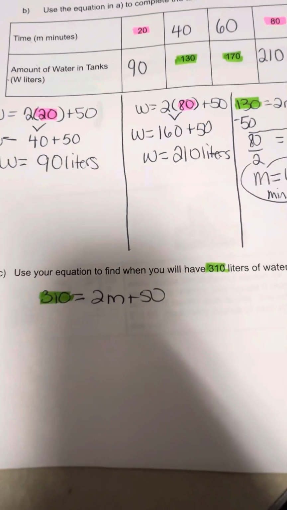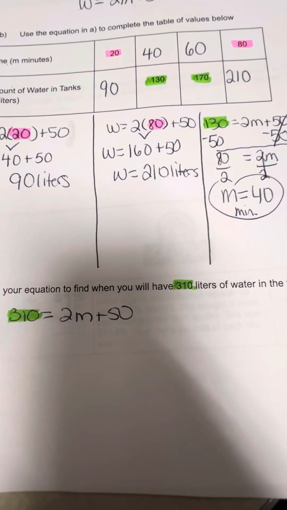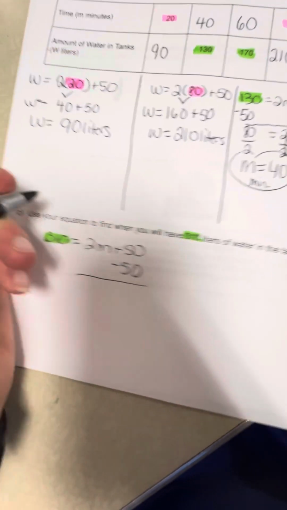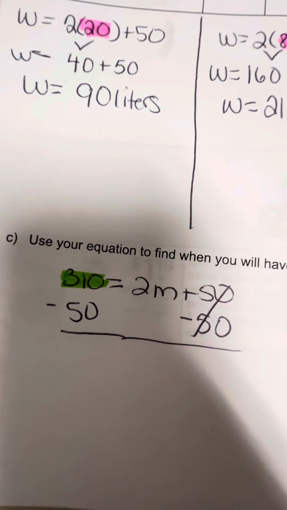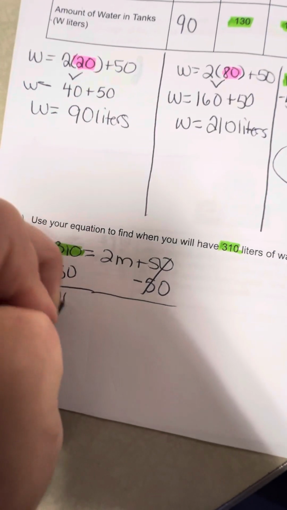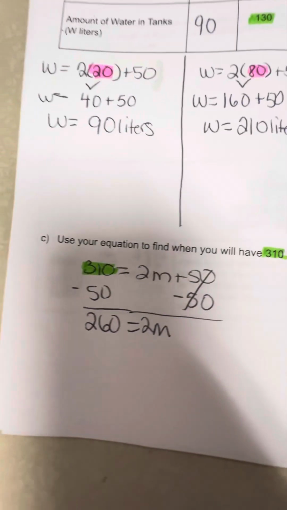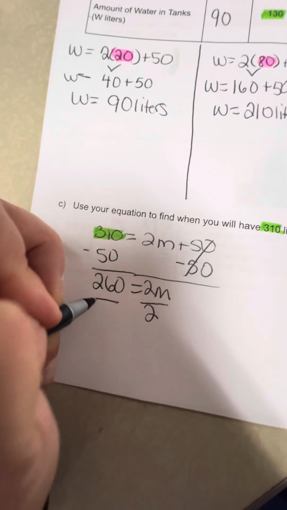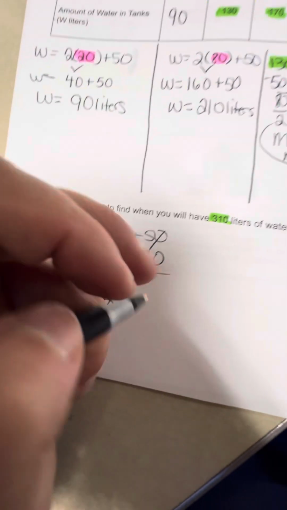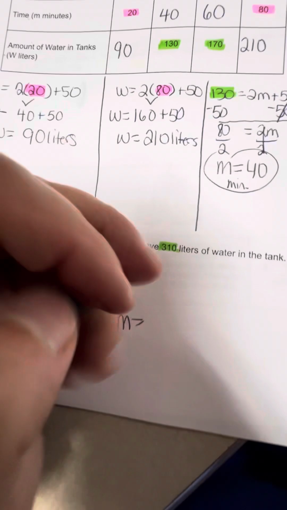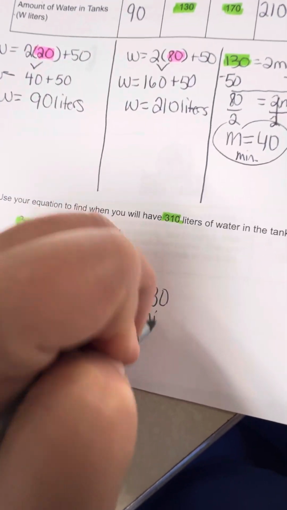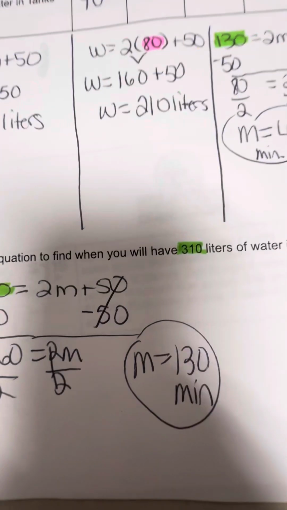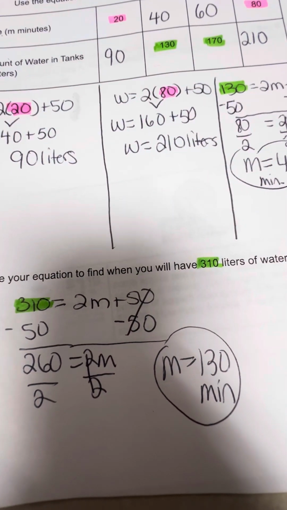And then the last step is we're asked to use the equation when it's 310 liters. So again, just like we did with these two problems, we're going to do the same thing. We're going to subtract the 50 on both sides. Now that's going to cancel. And when I do the 310 minus the 50, we're going to end up with 260 is equal to 2m. And then, of course, we want to do our last step, which is many times to divide both sides by the 2 in front of that. And we are left with m equaling 130, and this is minutes. And that would be how I would find out how long it would take to get a 310-liter tank of water.